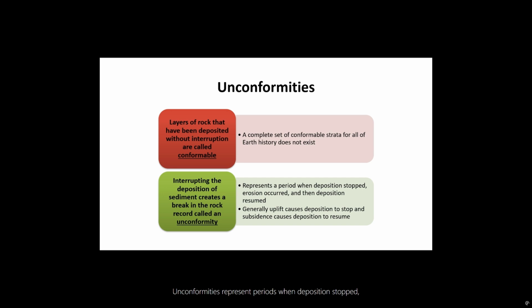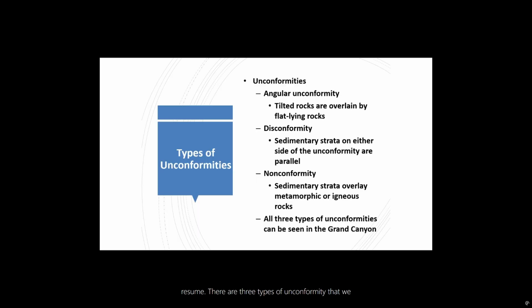Unconformities represent periods when deposition stopped, erosion occurred, and then deposition resumed. Generally, uplift of crust causes deposition to stop, and subsidence causes deposition to resume. There are three types of unconformity that we will look at. An angular unconformity occurs when tilted rocks that have experienced erosion are overlain by flat-lying rocks. A disconformity occurs when sedimentary strata on either side of the unconformity are parallel to one another. And a nonconformity occurs when sedimentary strata overlay metamorphic or igneous rocks. All three types of unconformities can be seen in the Grand Canyon.